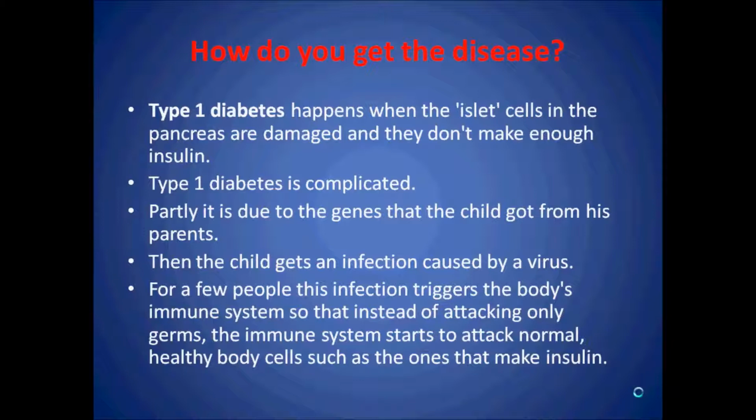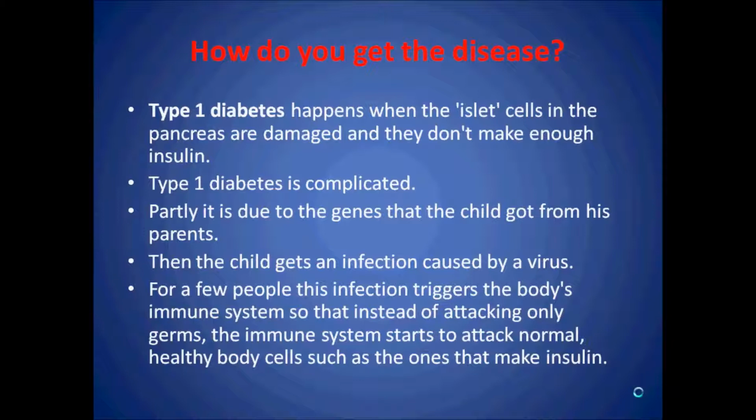Type 1 diabetes, when the person is diagnosed with this type, is really complicated, because of the genes that the child got from the parents, which are responsible for building this diabetes, and then the child gets an infection. So mainly there can be many reasons. One can be a hereditary problem, where the diabetes is transferred through the genes.